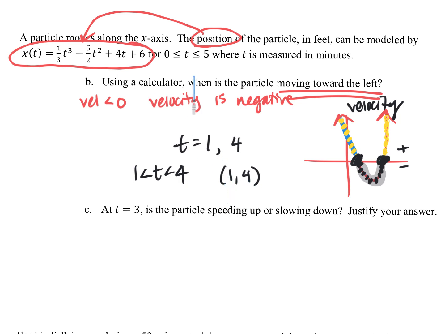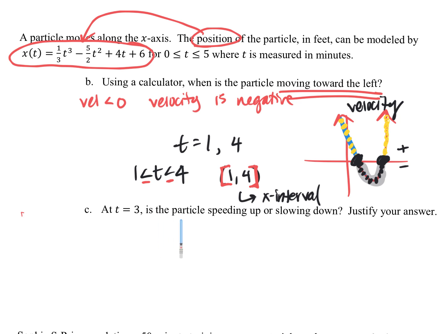Meaning, it says, when is the particle moving towards the left? This is saying from an x value of 1 to an x value of 4. I do want to also tell you, if you were to say or equal to's here and make these brackets, AP does not care one way or the other. We're good either way. Okay?